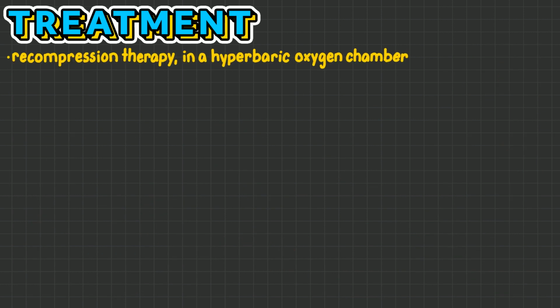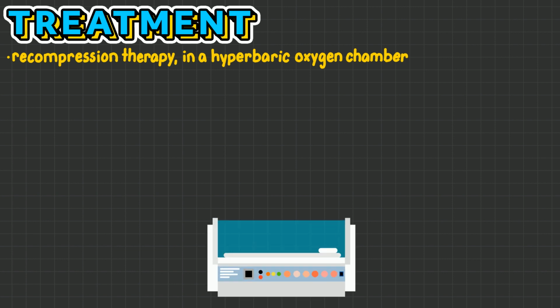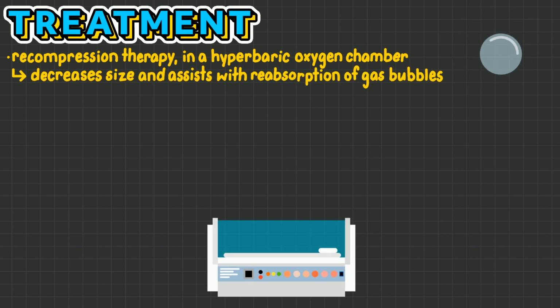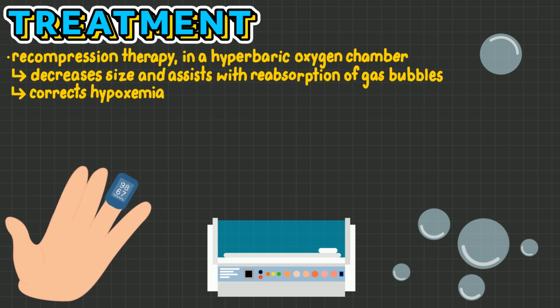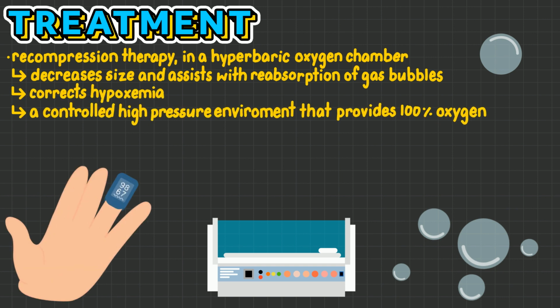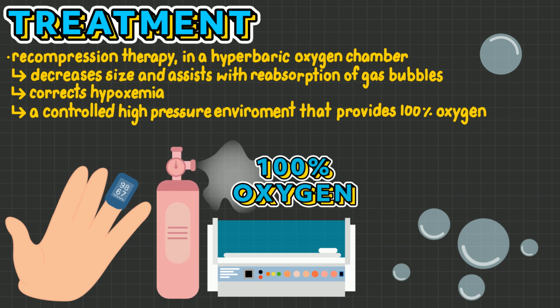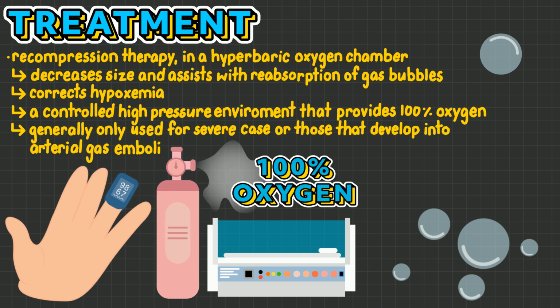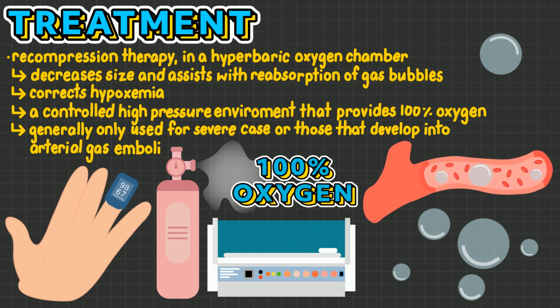And finally, recompression therapy in a hyperbaric oxygen chamber can decrease the size and assist with the reabsorption of gas bubbles and correct hypoxemia. A hyperbaric oxygen chamber is a controlled high-pressure environment that provides 100% oxygen. This therapy is generally utilized for severe cases of venous gas emboli, or those that develop into arterial gas emboli.